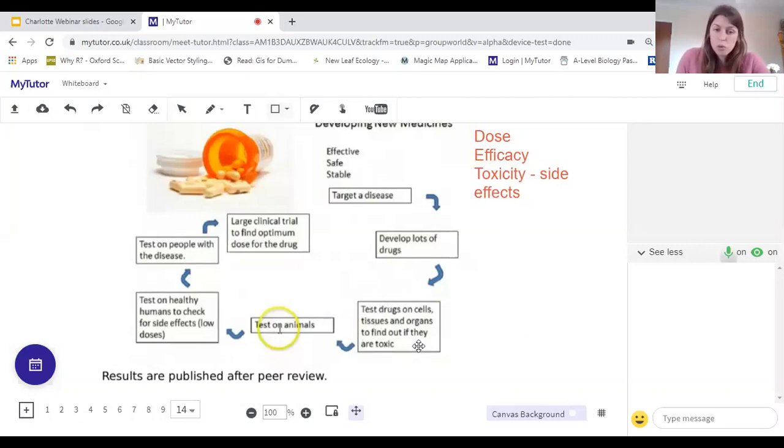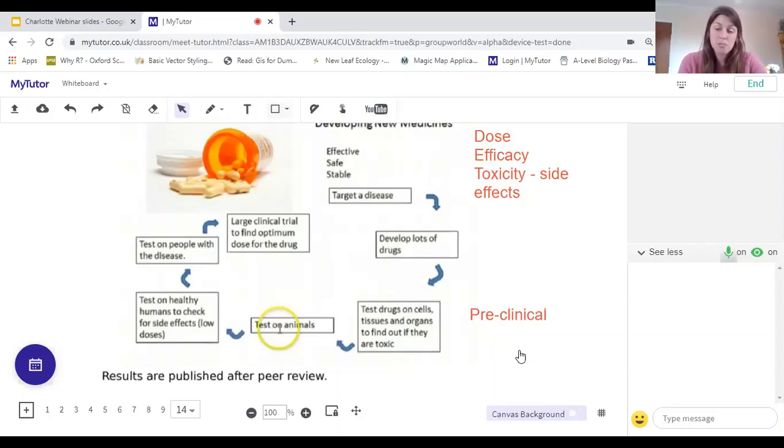First of all, they do what's called preclinical testing, where they test on tissues and cells, and sometimes organs, and also on animals. They do this to make sure that the drugs are safe and effective. So we haven't gone on to dose yet, but we want to know whether drugs do work against the disease and whether they have awful side effects that cause much worse problems than the disease itself.